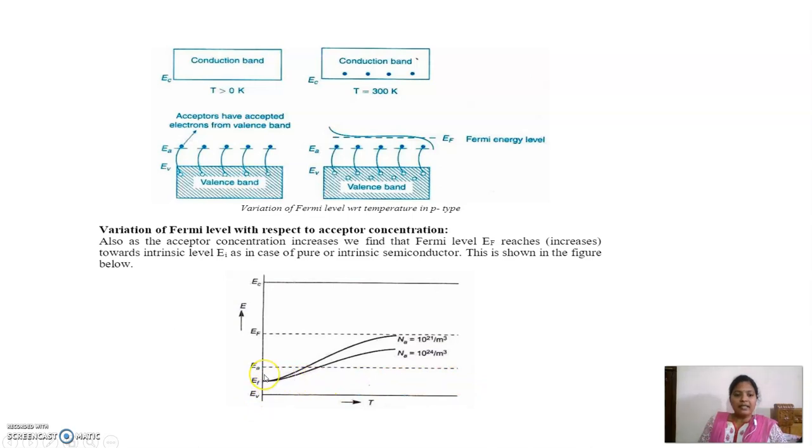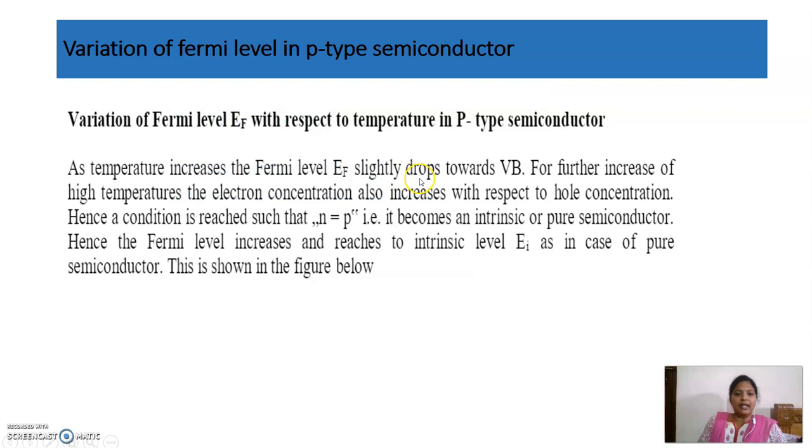But with increase in the acceptor concentration, if you see this figure, the Fermi level is shifting to exactly in between the conduction band and valence band. That means it behaves like an intrinsic semiconductor at high concentration and high temperature. That is, the Fermi level slightly drops towards the valence band and reaches a condition called n equal to p, that is an intrinsic condition, and the Fermi level reaches the intrinsic level and behaves like an intrinsic semiconductor.